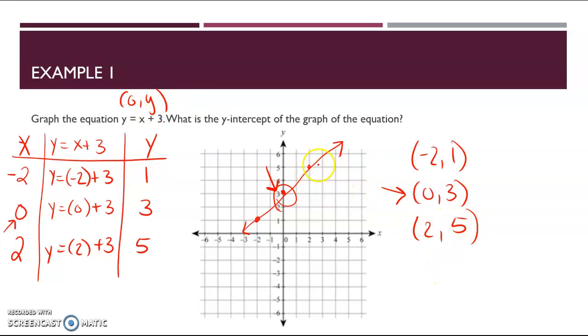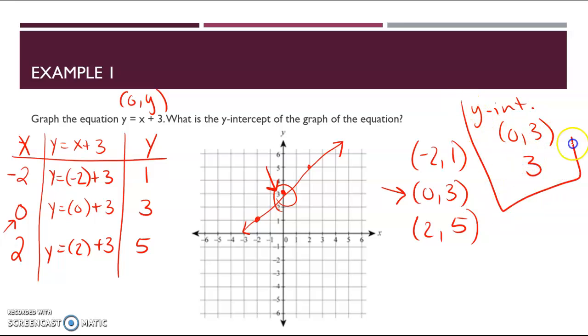So our y-intercept for this graph is (0, 3), or 3, however MathXL asks for it for that problem. So those are the 2 ways. It's the same thing, but the 2 ways that you can write that answer.